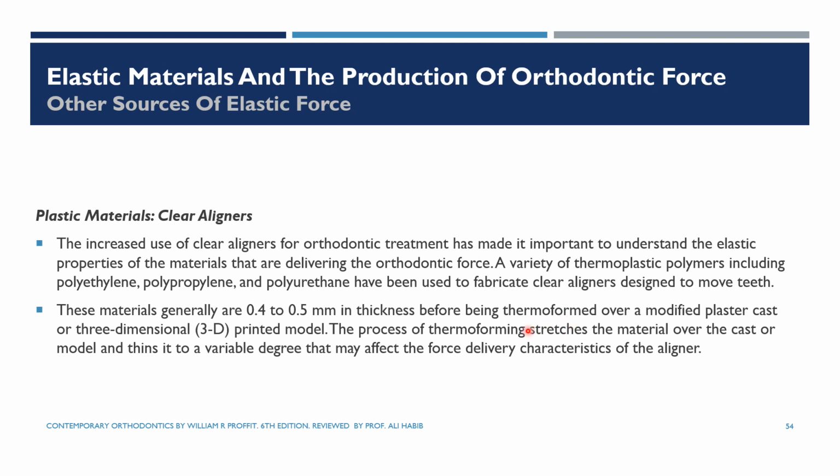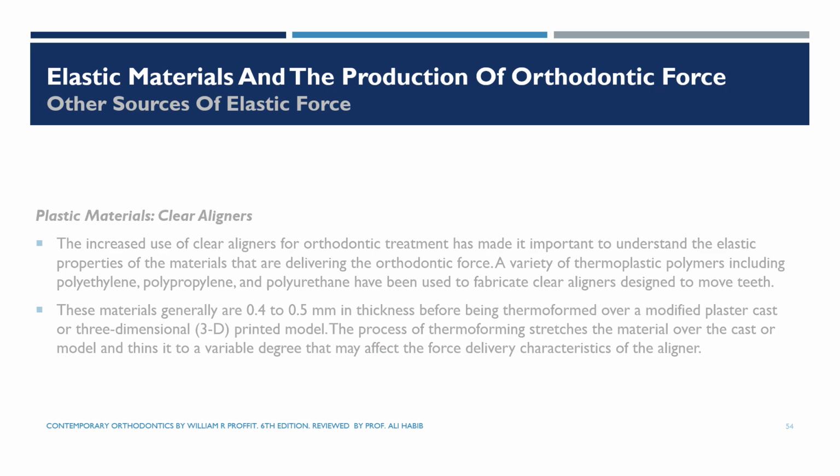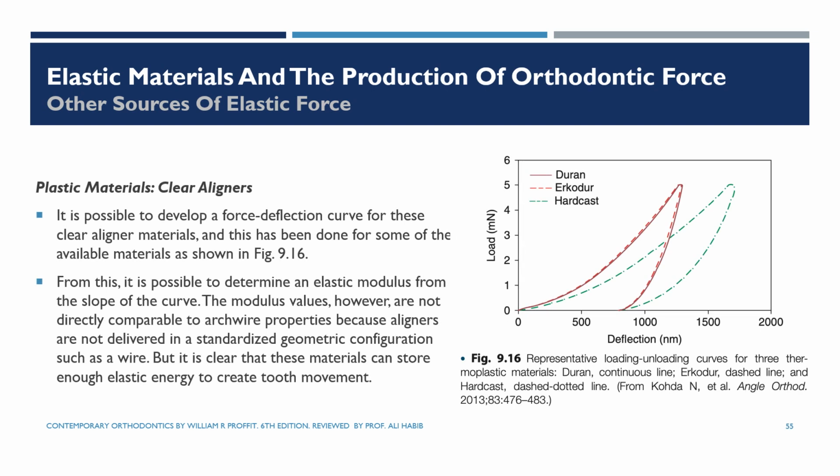And after that, of course, they will be thinned, and thinning may affect the force delivery characteristics of the aligner, and it applies lighter force than any wire. So if they draw a load deflection curve for these aligners, you can see here three different types of aligners, and you can see that they have a force deflection curve, but definitely it's different from the wires in general.